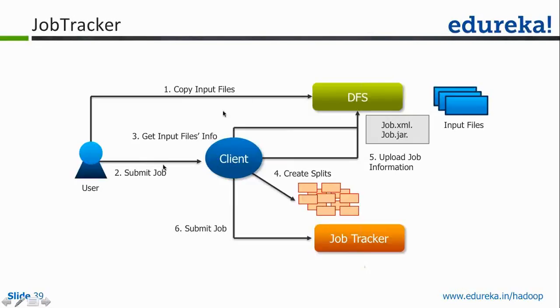Then on this data, you want to do some analysis, so you submit a job to the client. The first thing the client does is get the input files info: what is the size, where are they located, all that info. Then the client will divide this complete data into multiple splits. I have told you earlier about how this splitting is done, but I will not be explaining it today. I'll be explaining that in class 3.